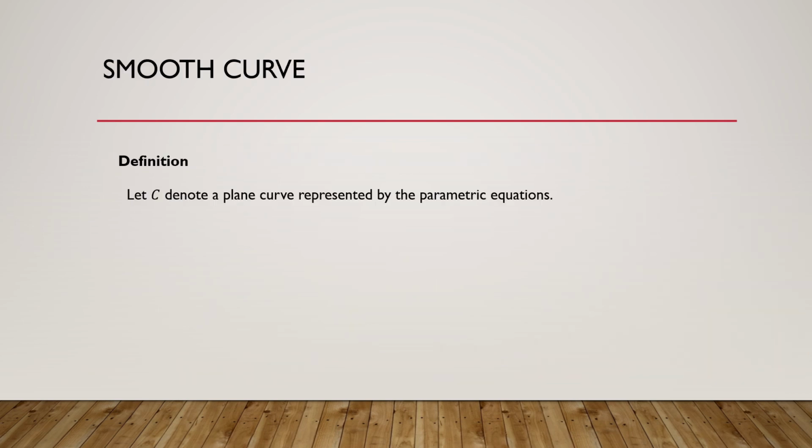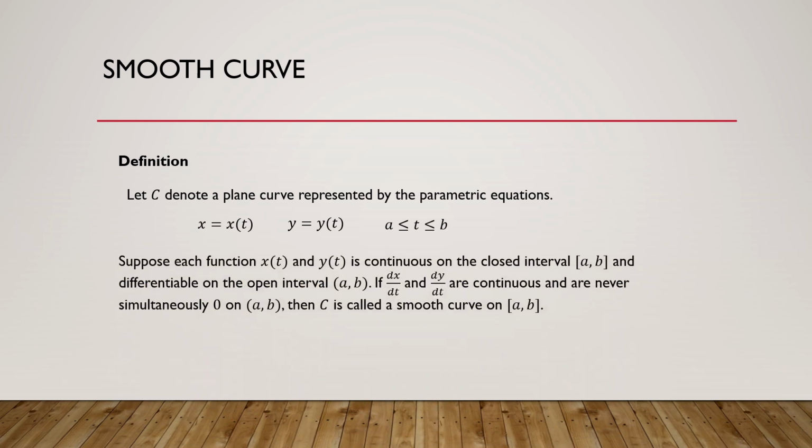Let C denote a plane curve represented by the parametric equations x equals x of t and y equals y of t, where a is less than or equal to t is less than or equal to b. Suppose each function x of t and y of t is continuous on the closed interval [a, b] and differentiable on the open interval (a, b). If dx/dt and dy/dt are continuous and are never simultaneously 0 on (a, b), then C is called a smooth curve on [a, b].